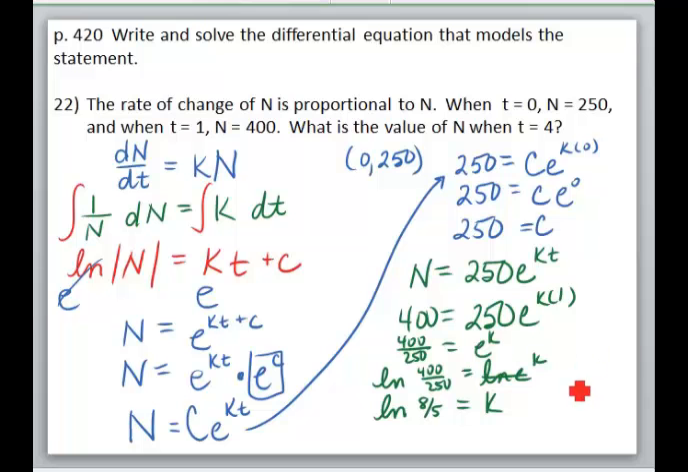Now I have the really specific equation. N equals, remember C is 250, e to the ln of 8/5 t. And now I can plug in 4. I will tell you that ln of 8 over 5 is the decimal 0.4700, and then I'll take that times 4. Use your calculator to get this answer, and you'll find that n is approximately 1,638.4.